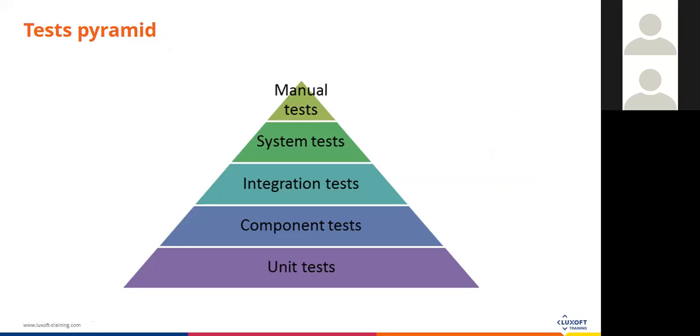Now, looking at this pyramid, we see that at the ground of this pyramid, we have these unit tests. Why is it called unit test, you may ask? What's a unit? A unit is in fact a method or a class, and you focus on testing something small. You focus on testing a class or a method. That's why we call it unit testing.